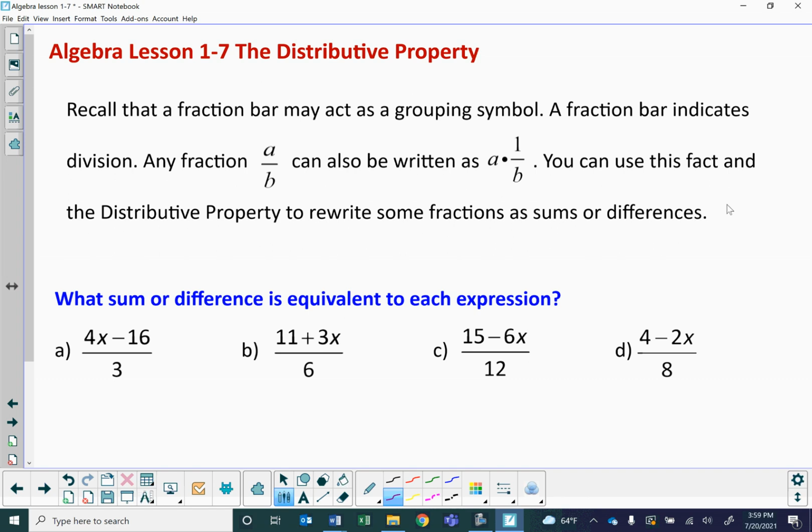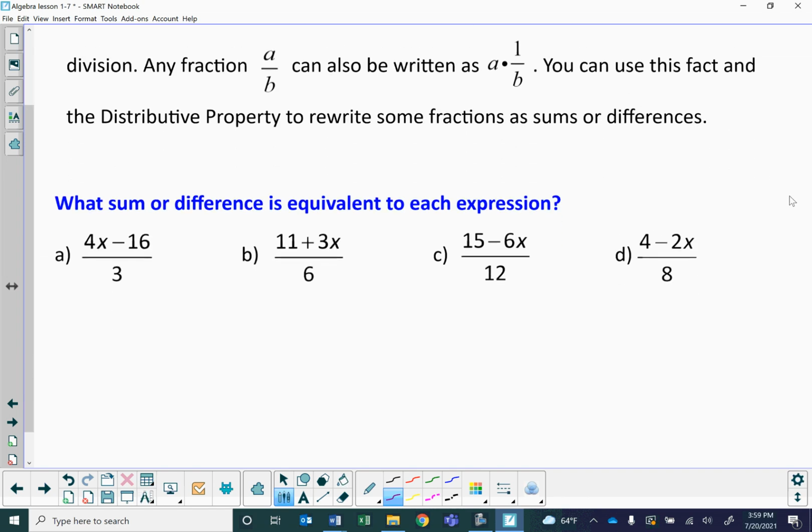So here it says, what sum or difference is equivalent to each expression? Okay, so what we're going to do is we're going to separate these. This literally means that this is divided by this, and then this is divided by this. So the 4x is divided by the 3, and the 16 is divided by the 3. You can write it as 1/3, because dividing by 3 is the same as multiplying by 1/3.